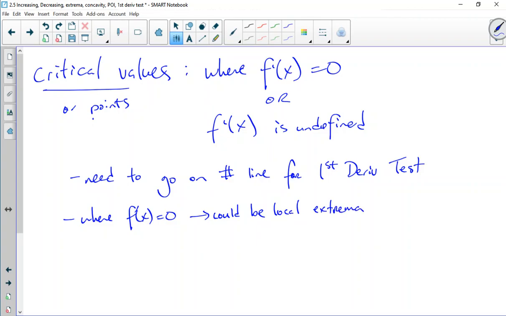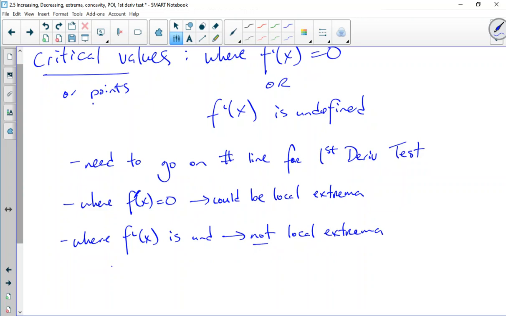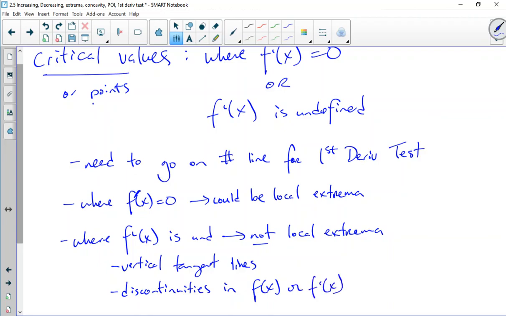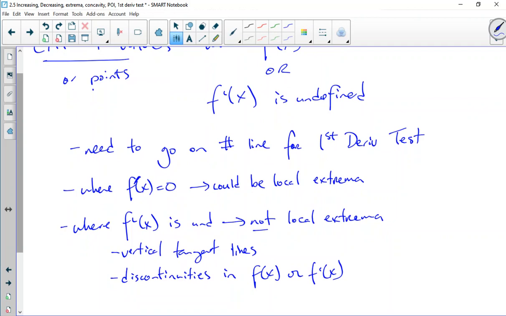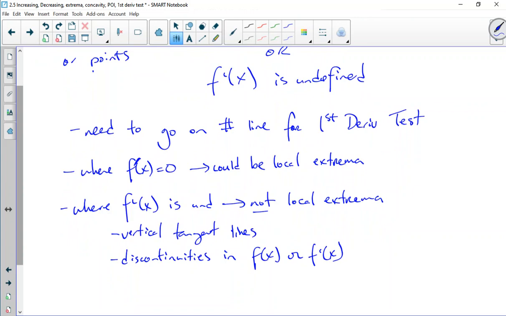And so what we just were talking about and looking at is where f prime of x equals 0. That's where we could have local extrema, but not necessarily. It's got to change sign. But where f prime of x is undefined, these are not going to be local extrema. They could be vertical tangent lines in the graph, or they could be discontinuities in the function or in the derivative. But it's still really important that they're on the number line test, because our function, our derivative behavior is going to change around those areas. So those are critical points. Okay.